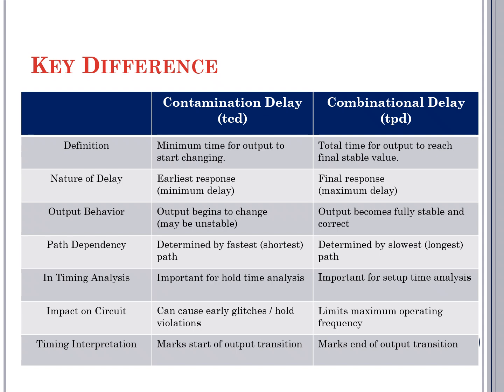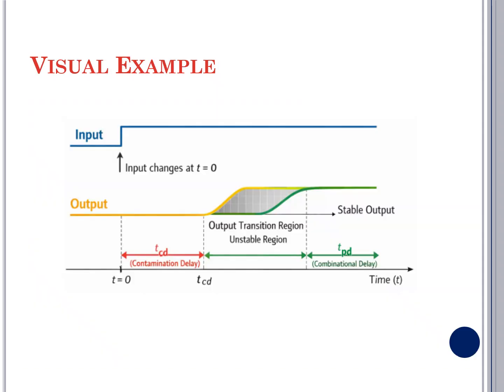Contamination delay tells when output starts changing, and combinational delay tells when it becomes stable. Now let's understand this concept visually. Using this waveform diagram, here we have two signals, input waveform on top and output waveform at the bottom. Let's start with the input transition. The input signal changes at a specific time, for example, from 0 to 1. This point acts as the reference point from where we measure all the delays.